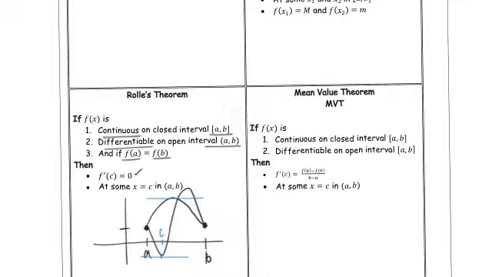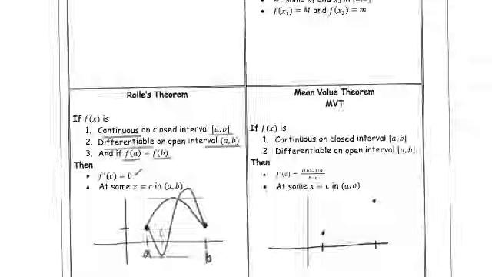Okay, then mean value theorem says it's really Rolle's theorem on a slant. If you think of the mean value theorem, it's saying the exact same thing as Rolle's, except the 2 endpoints don't have to be the same y values.